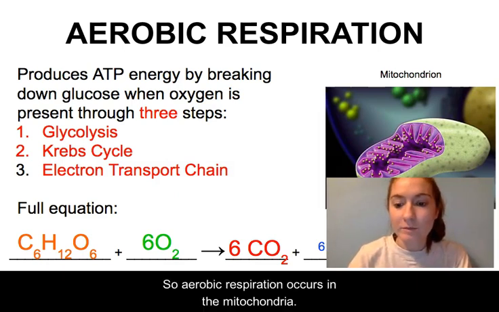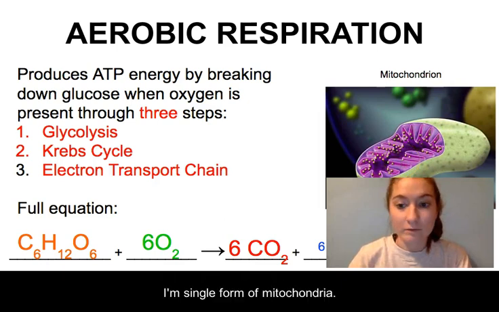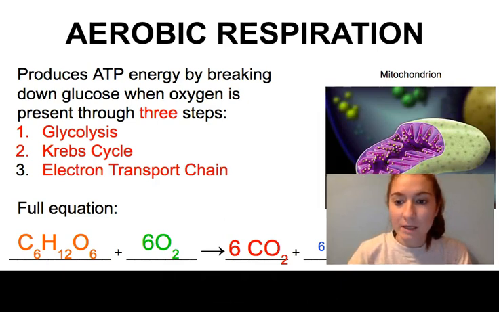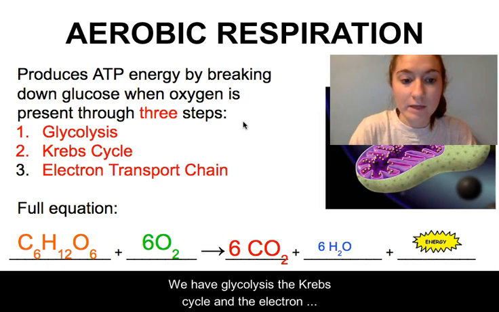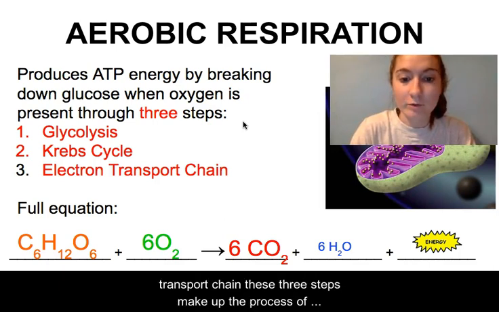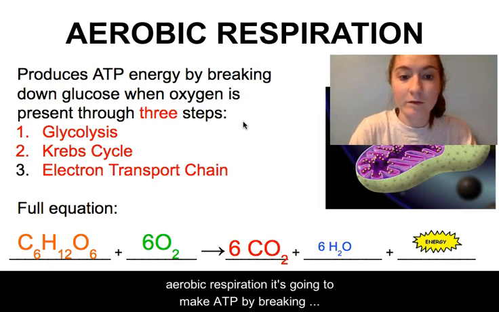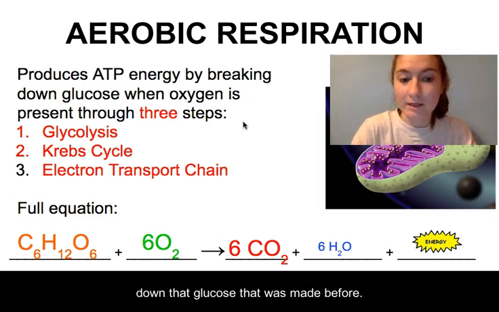Aerobic respiration occurs in the mitochondrion, the singular form of mitochondria. Inside of that mitochondrion, 3 steps are going to take place. We have glycolysis, the Krebs cycle, and the electron transport chain. These 3 steps make up the process of aerobic respiration. It's going to make ATP by breaking down that glucose that was made before.